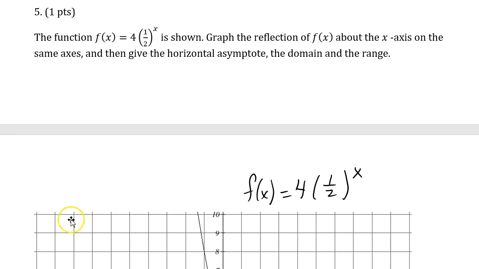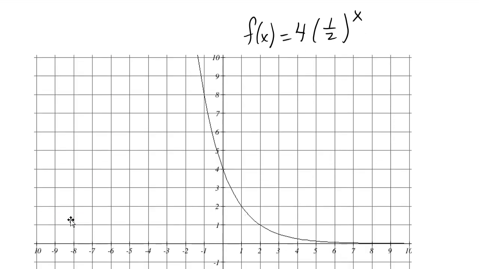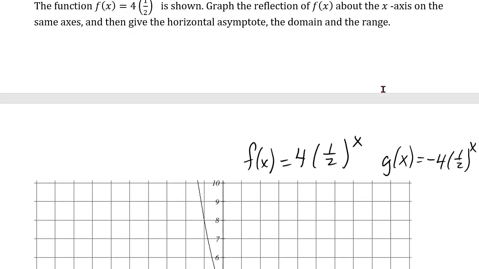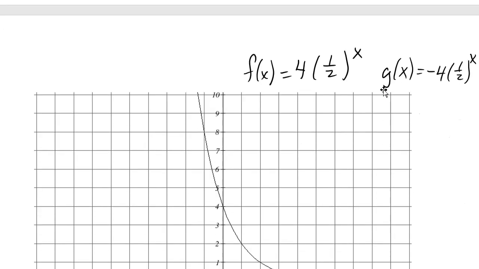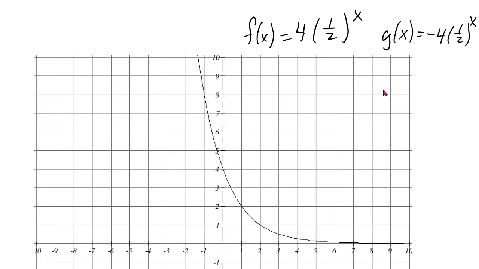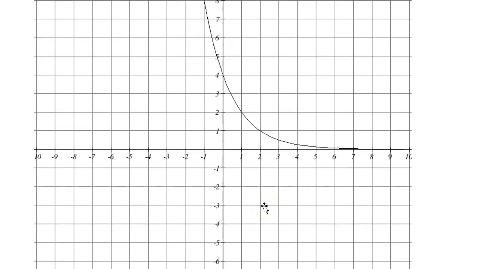We want to reflect this about the x-axis, and the effect that has is it changes the coefficient at the beginning to be a negative. This becomes negative 4 times 1/2 raised to the x power. Now, what is that really going to do to our picture? When we're reflecting about the x-axis, we're basically taking a picture of this in Paint and flipping it across the x-axis so that it makes an imprint down below. Let's take a look at what the imprint would look like.